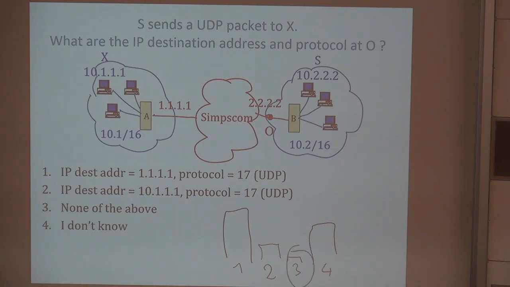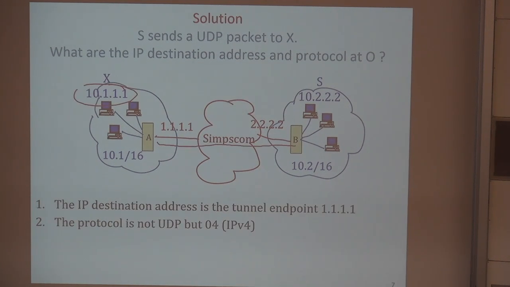Well, the correct answer is 3. But I admit it's mean. It is because the IP destination is correct. But if we use IP in IP tunnel, the protocol type is not UDP, but is IP. Right? So what we're doing here, if we're carrying an IP packet inside an IP packet, then if I do Wireshark of the IP packet, I will see an IP packet with destination 111 and protocol type IP. There is a protocol type which is 04 for IPv4, which is 41 for IPv6. So that would be the difference.